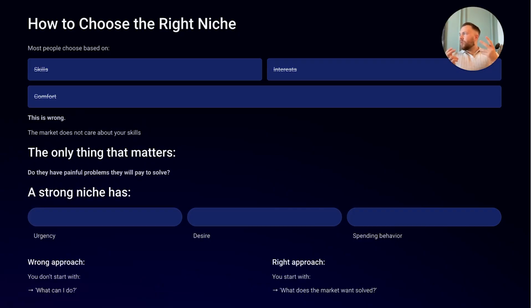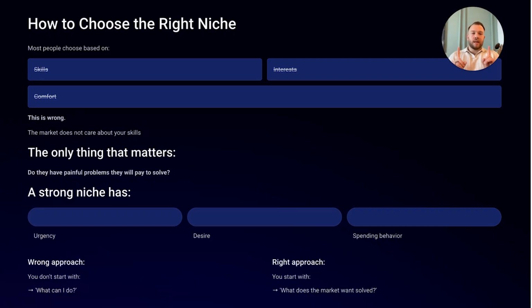What you need to understand is that the market only cares about what they want. The market only cares about what they want. They don't care about what you want. With all due respect, you might have a great skill. You might have some interests, some hobbies. You might have some comfort, what you think is good. But it's not the thing that the market wants. Then you're not going to have a good niche. You might think they need it, but they don't.